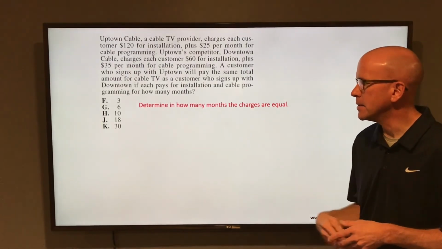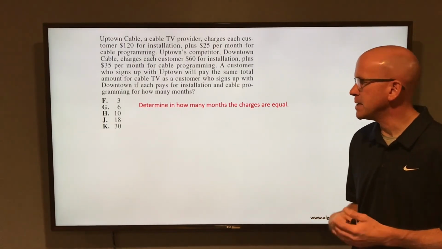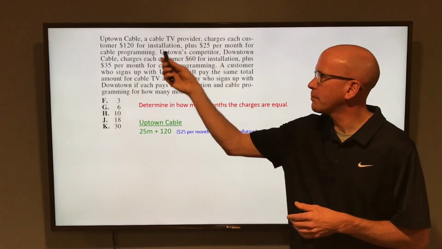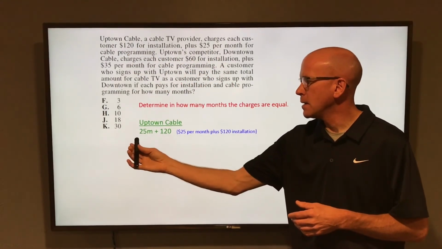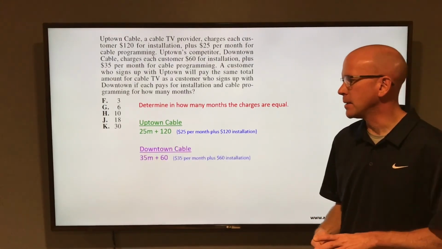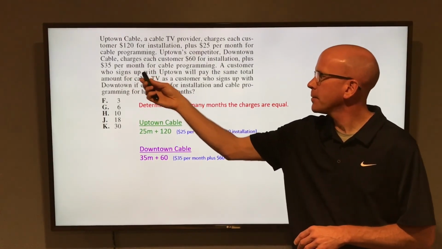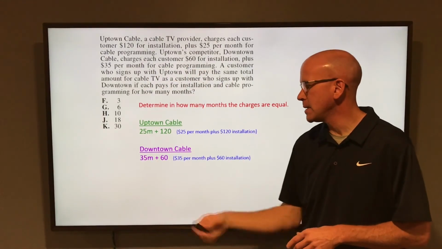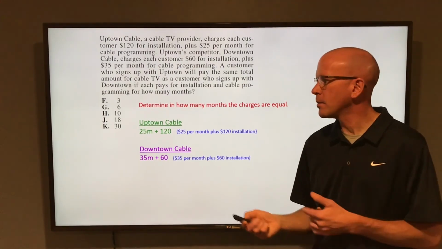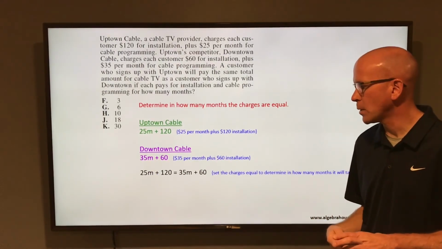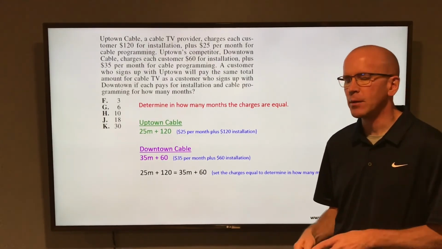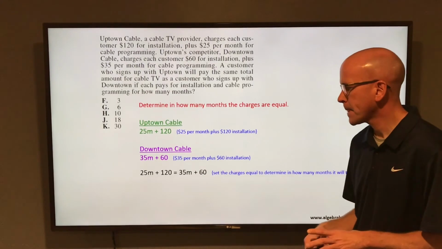So what we're finding out here is in how many months will the charges be equal. We'll take a look at each one. Uptown cable is $25 per month plus $120 for installation. M is the number of months, so we'll say 25M plus 120. And then take a look at Downtown cable. It's $35 per month plus a $60 installation fee, so 35M plus 60. Again, we want to figure out how many months these will be equal, so set them equal. Set 25M plus 120 equal to 35M plus 60. And guess what? You're going to solve for M. That will give you the number of months they will be equal.